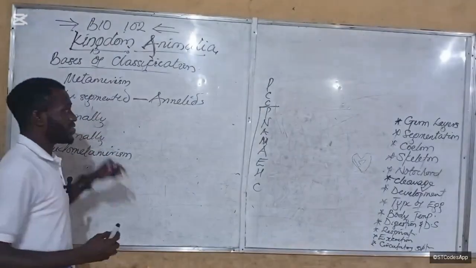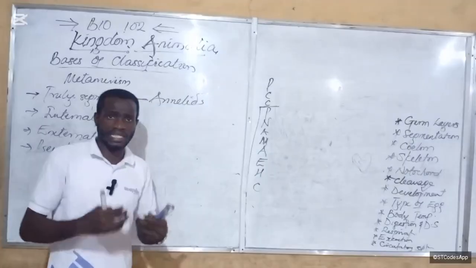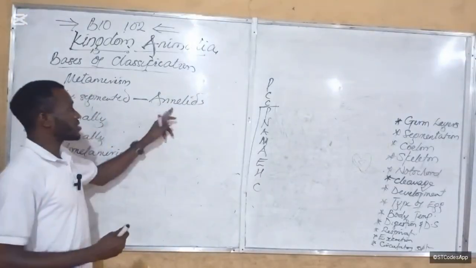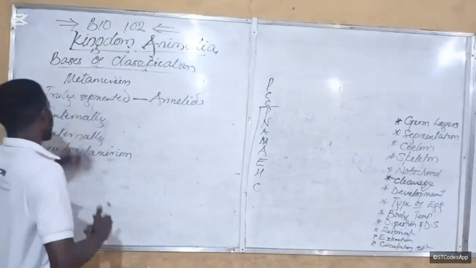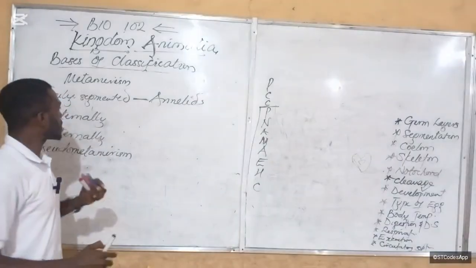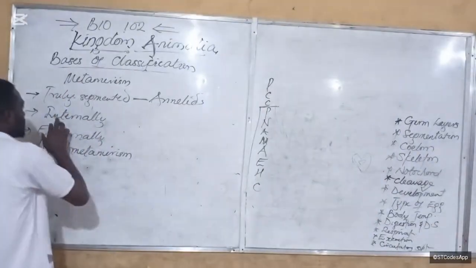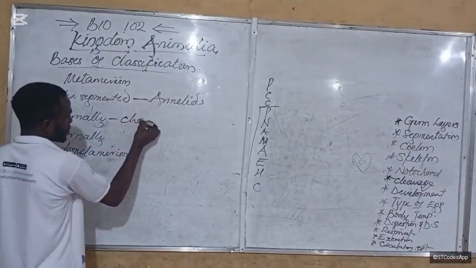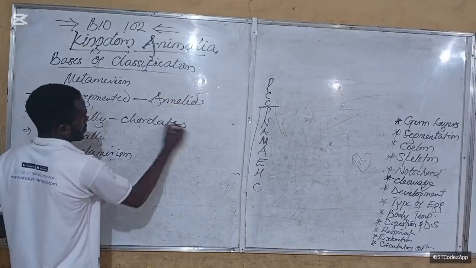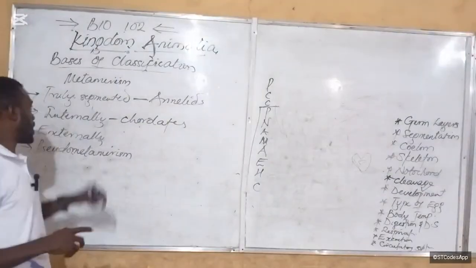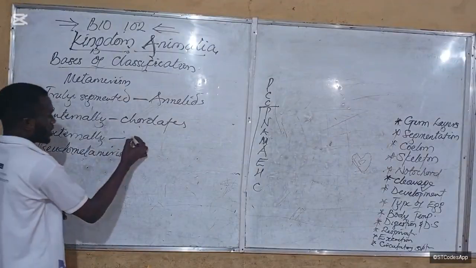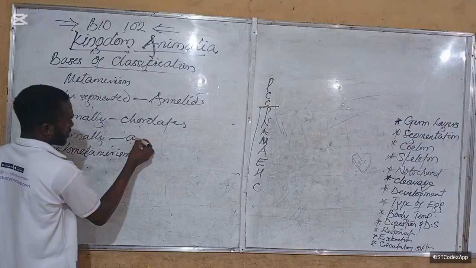All right, so if it is happening internally and externally, as we see in annelids, primarily earthworms, that is true metamerism or true segmentation. Then, if it happens only internally, as we see in chordates, that is internal segmentation. Then there is external segmentation that we see in insects, arthropods.